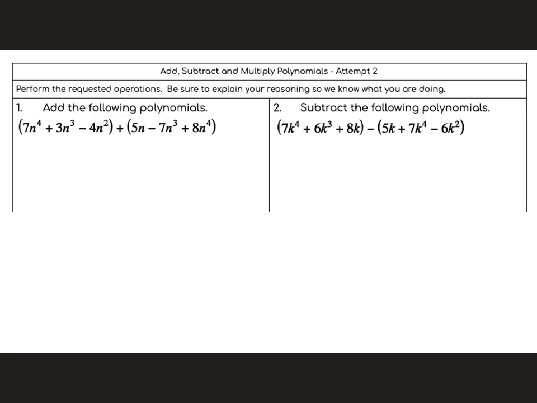Alrighty, humans, let's see what we got here. Add the following polynomials. So the thing to keep in mind here is like terms. Like terms are terms that are alike, terms that have the exact same power, same letter.